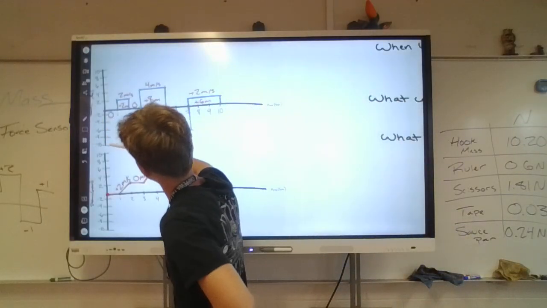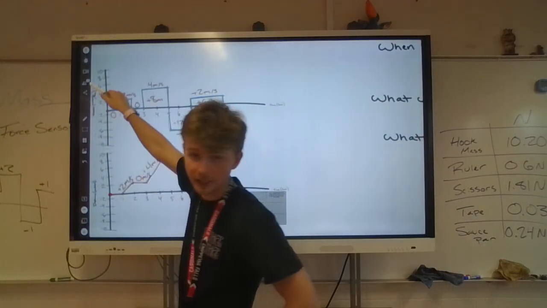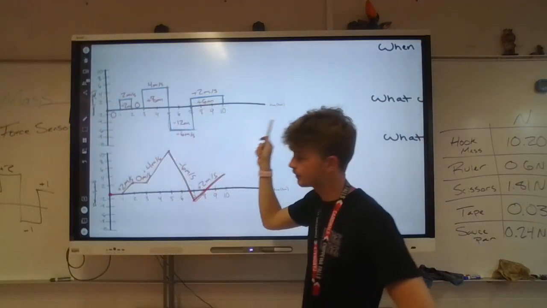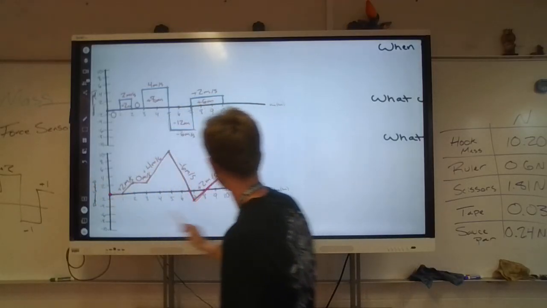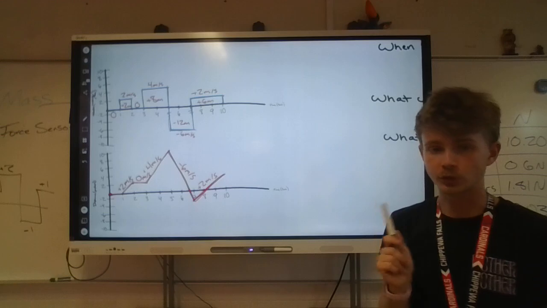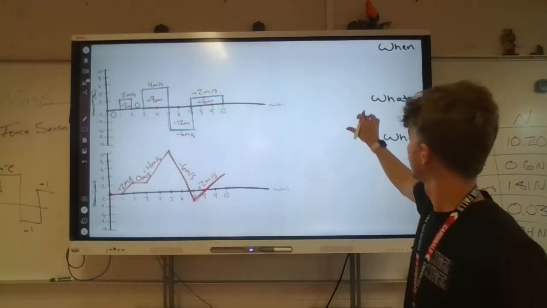They're usually labeled. This one will be labeled velocity over time, aka V over T. This one will be distance over time. This one will be called X over T. Okay, so just be careful about that. Make sure to watch that.